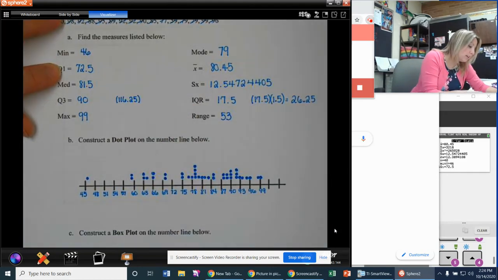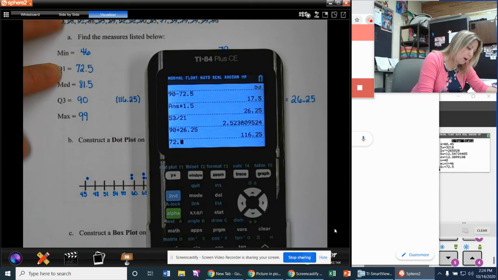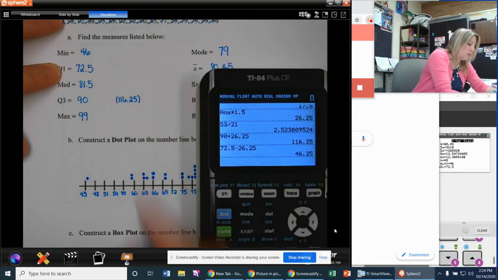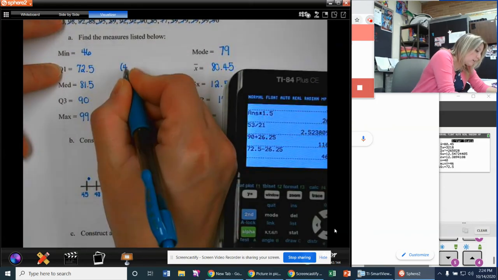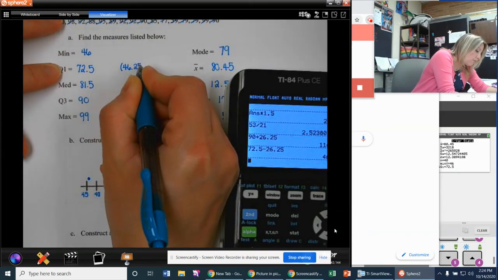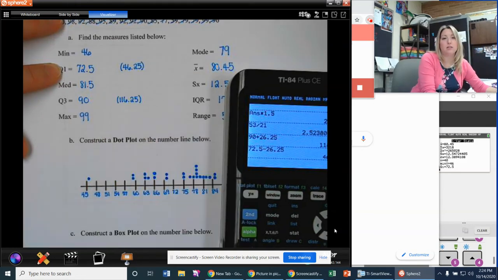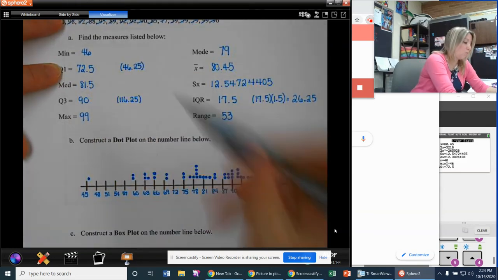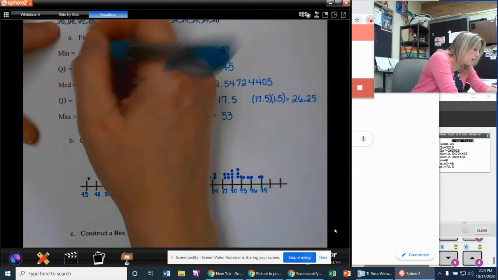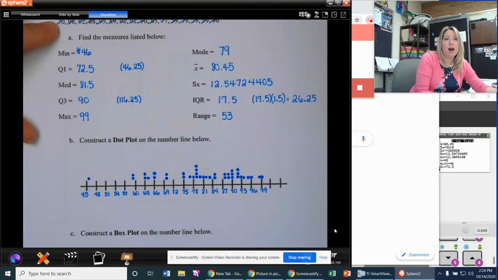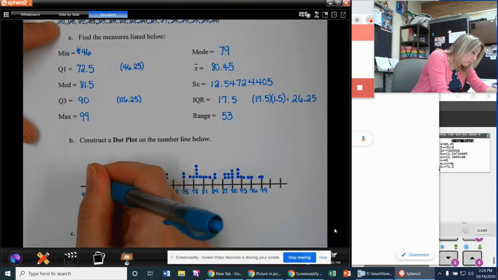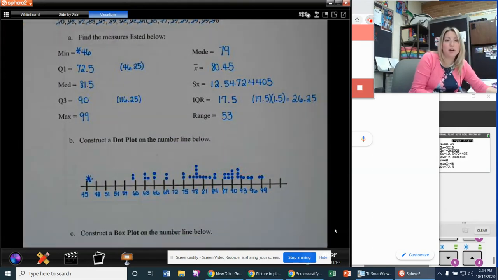But now let's do the same with 72.5 and subtract 26.25. Oh boy, we end up with 46.25, and anything lower than that is considered an outlier. We have an outlier. So this is an outlier value. This 46, this is technically an outlier. It doesn't fit with the rest of the data. It's outside of 1.5 times the IQR on each side.